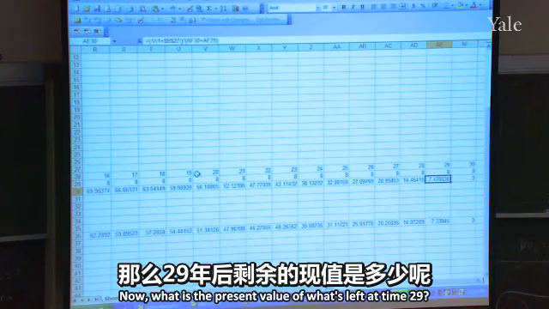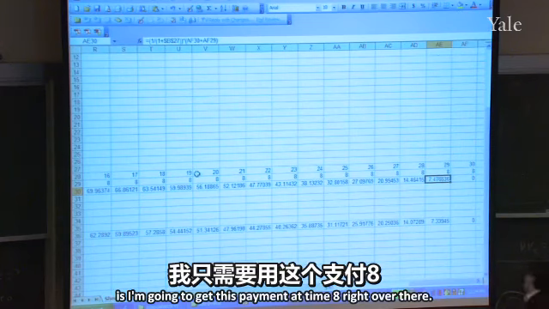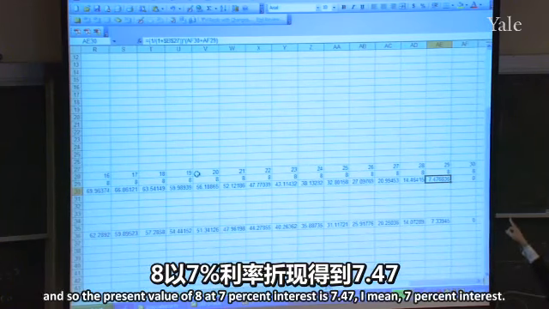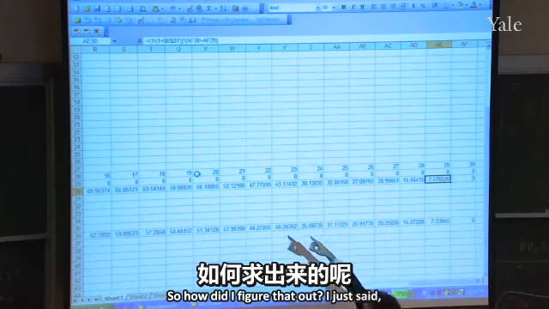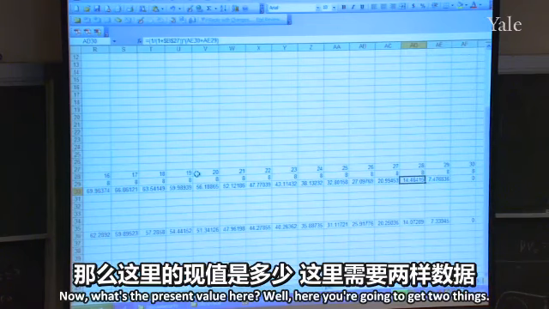Now, what is the present value of what's left at time 29? Well, the only thing I'm going to get is this 8 right there. And so the present value of 8 at 7% interest is 7.47. So how did I figure that out? I just took that payment on the right and discounted it by 7%. So it's 7.47.